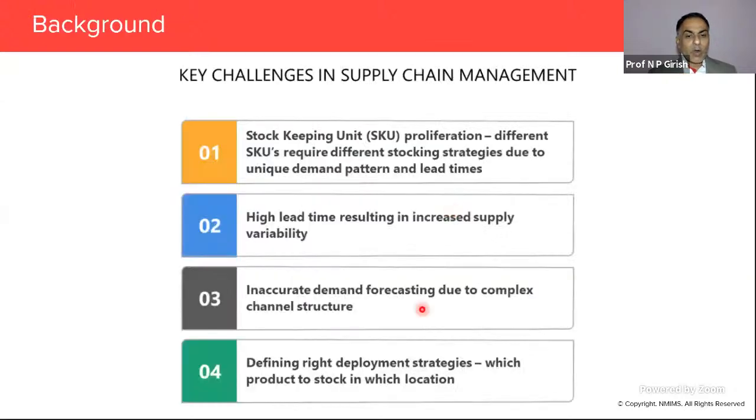Fine. So can we move on? No other points? Okay. Right. Fine. So what are the key challenges in supply chain management today?